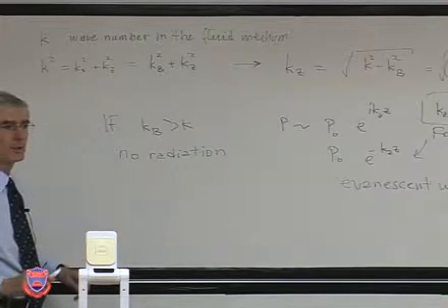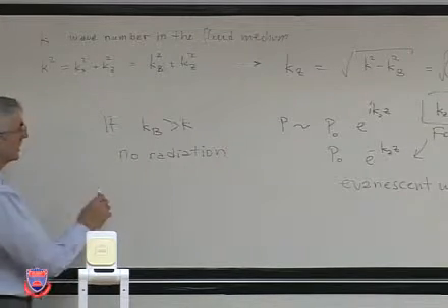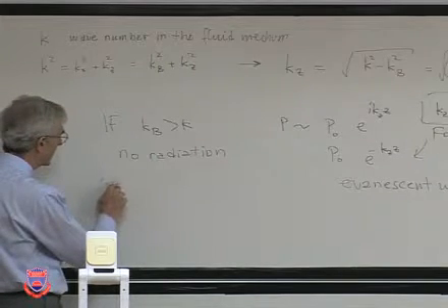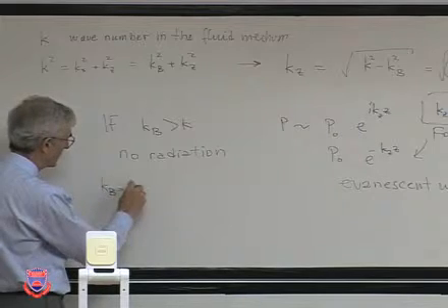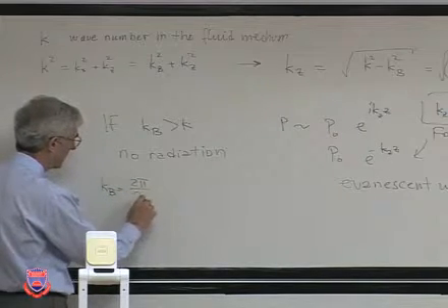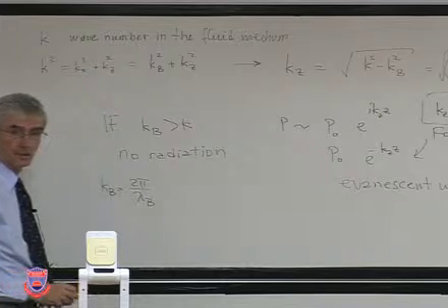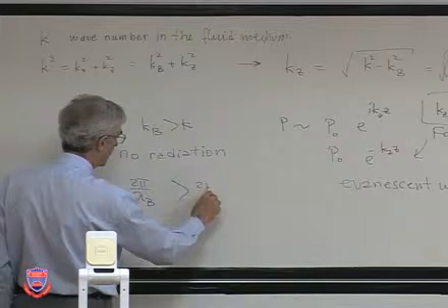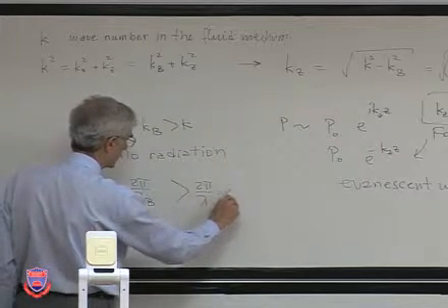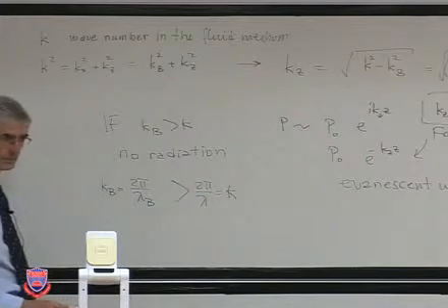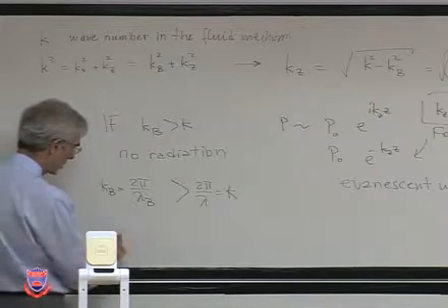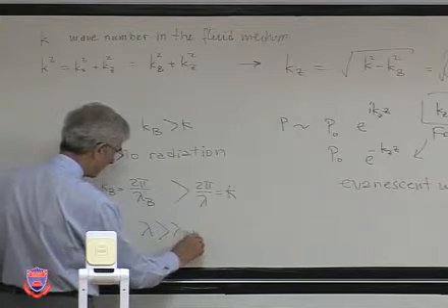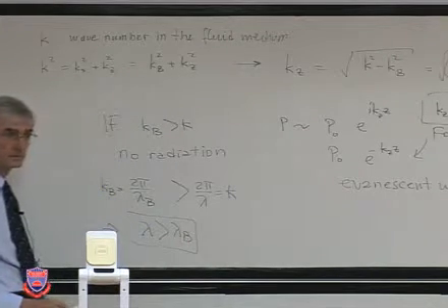Okay, let's examine this just for a moment. What's the wave number? kb is equal to 2 pi over lambda b. Okay, and we're saying if this is larger than 2 pi over lambda, which is equal to k, this amounts to lambda being larger than lambda b. Okay?